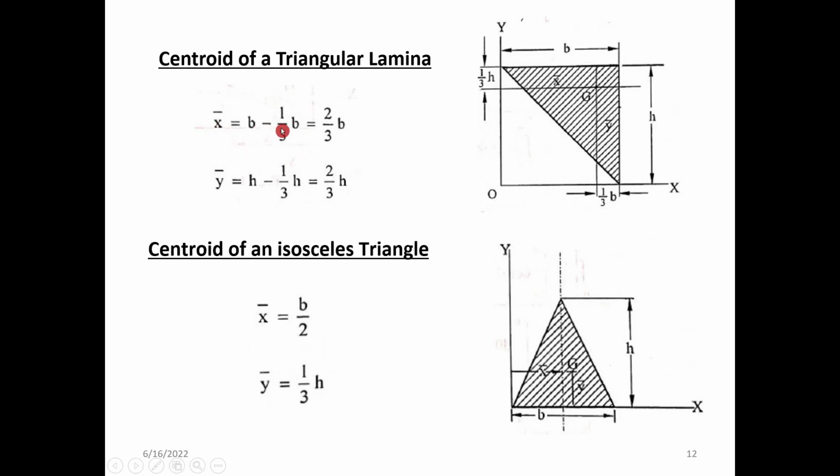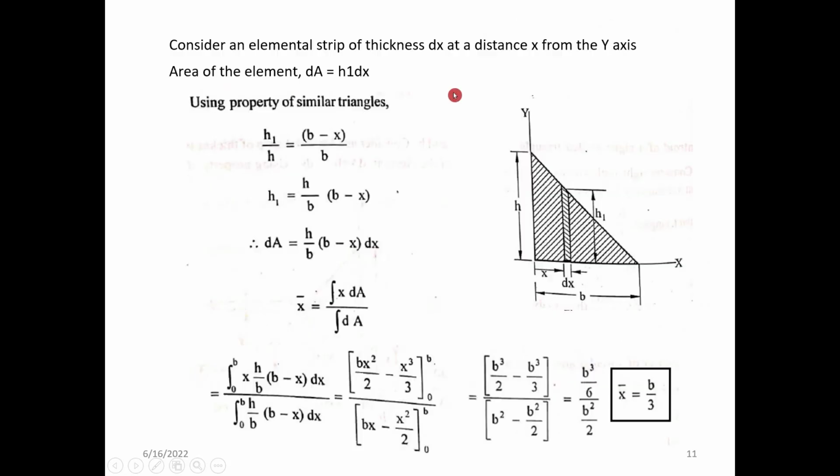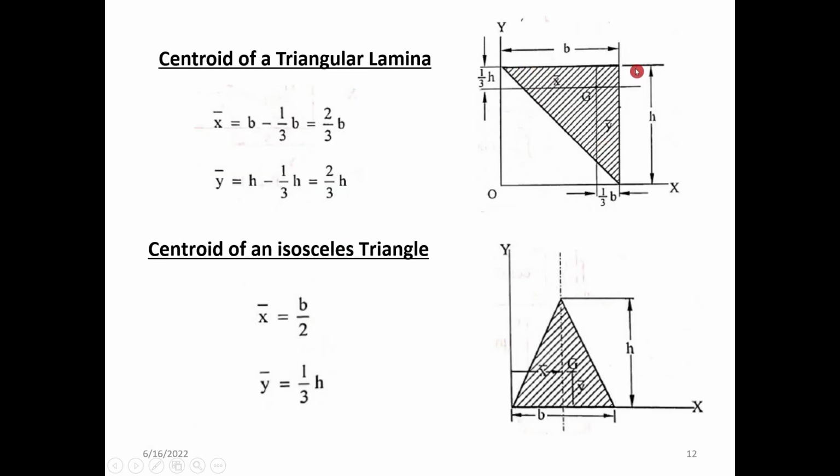X bar is equal to b minus 1 by 3 into b. You are supposed to find the centroid of this shaded region. We know that for a triangle, the x bar as well as the y bar are with respect to this 90-degree angle, or this right angled portion. From this portion only we measure b by 3 as well as h by 3. So this is an inverted triangle, right? We are focusing on finding the centroid with respect to O. In that case, x bar is equal to b minus one third of b.